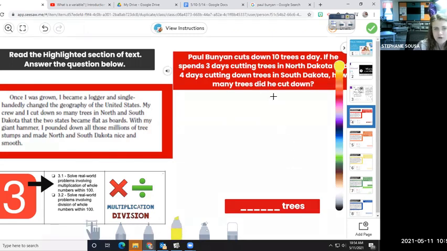All right, let's figure this out, friends. Let's highlight our important information. Paul Bunyan cut down 10 trees a day. I'm going to write that down. The number of trees doesn't change. It's 10. So I'm going to write it down. 10 trees.